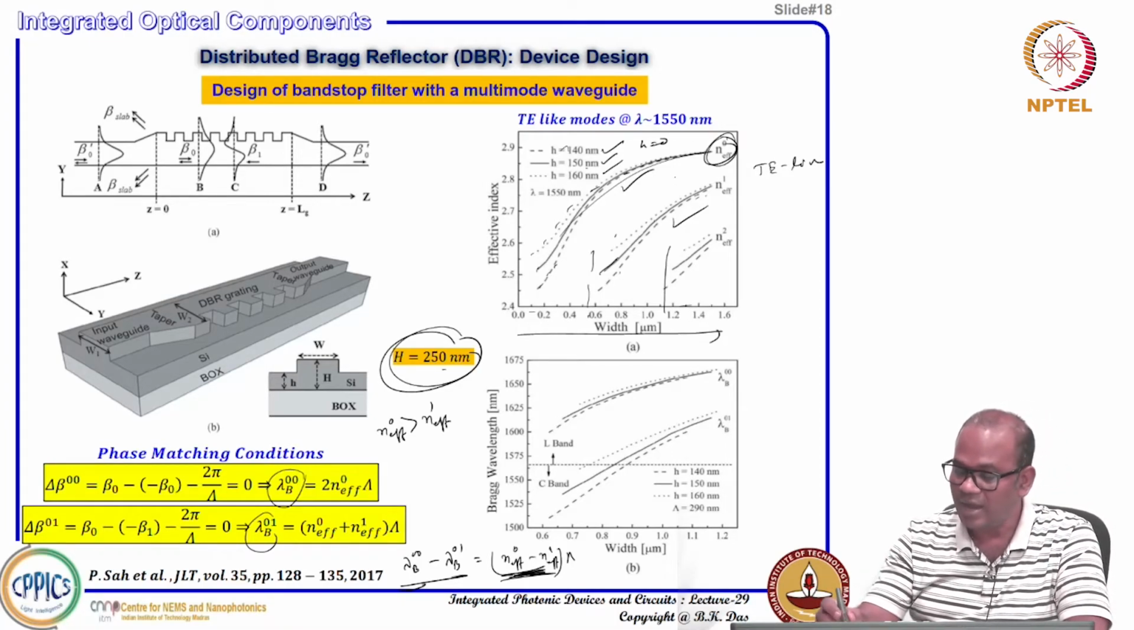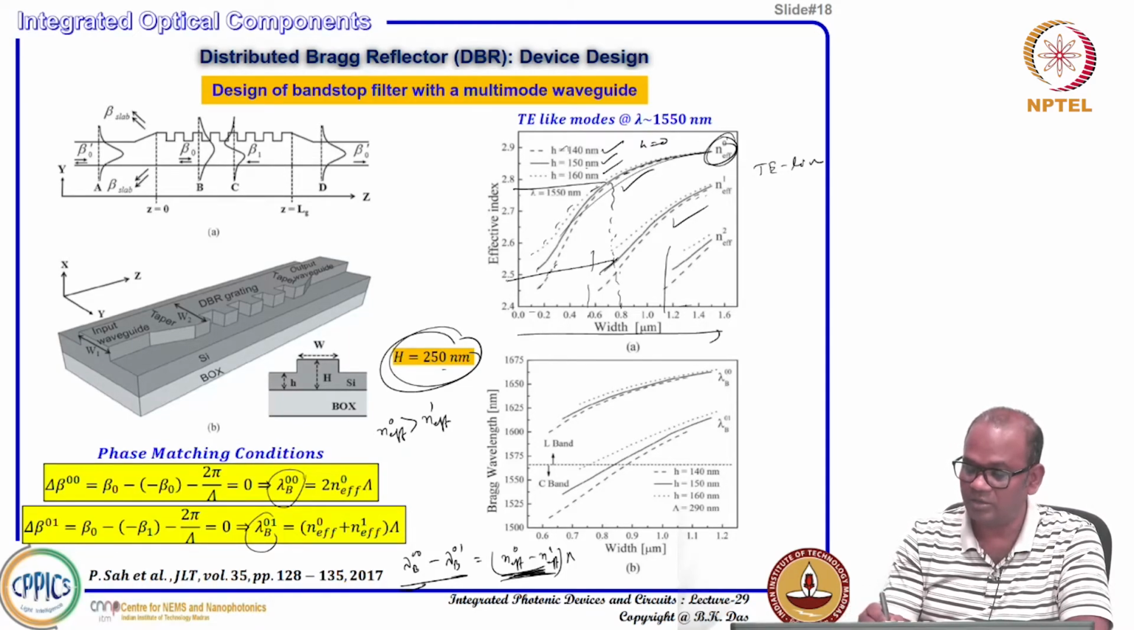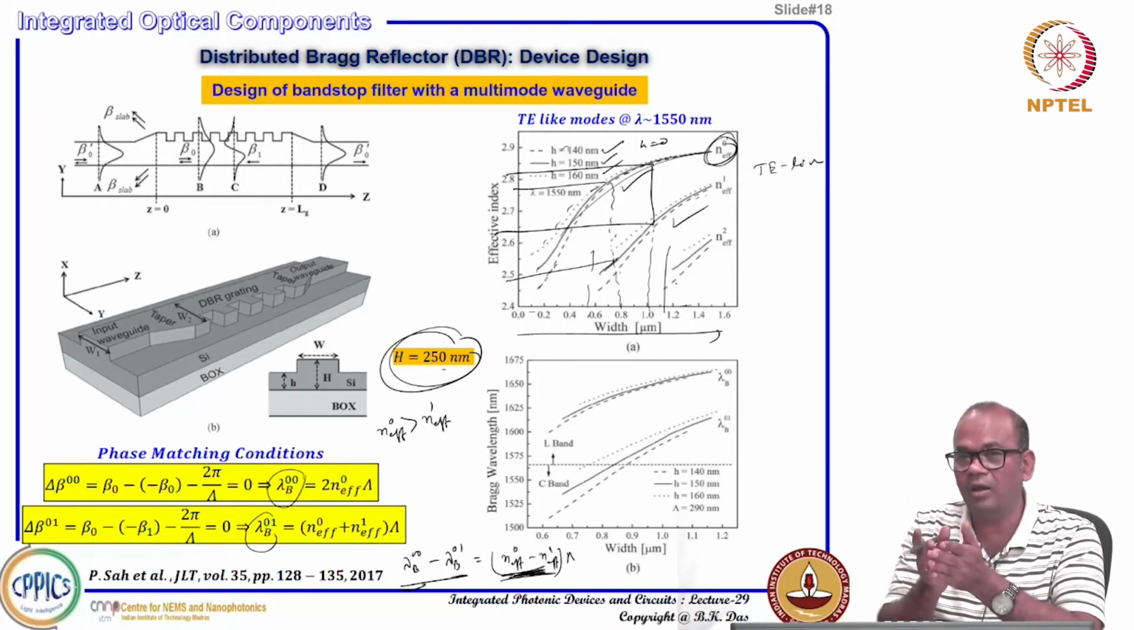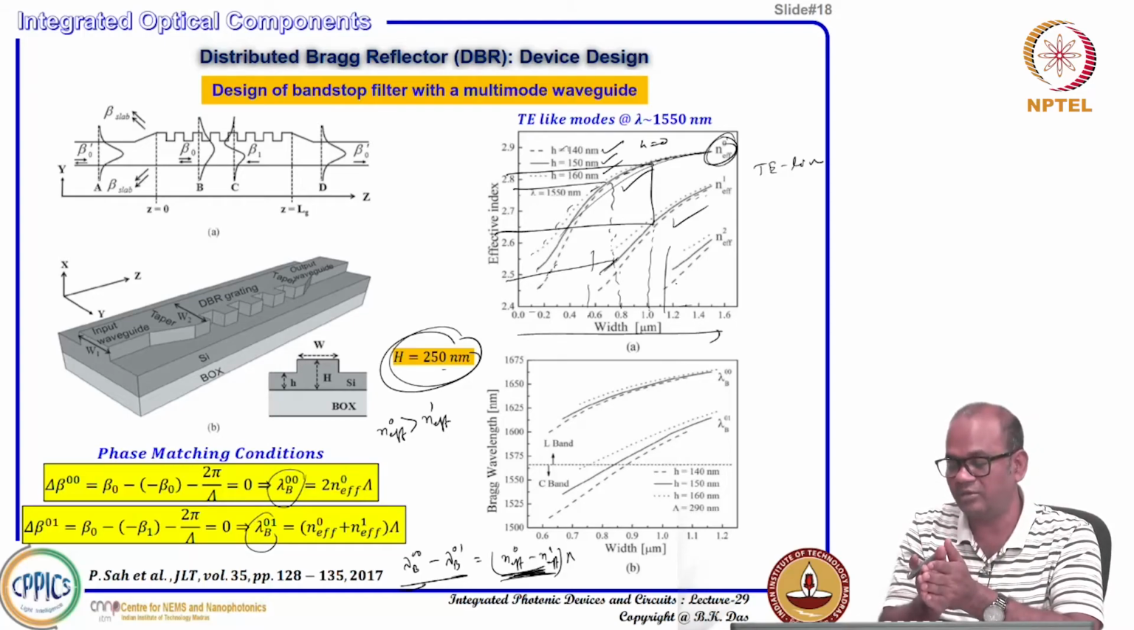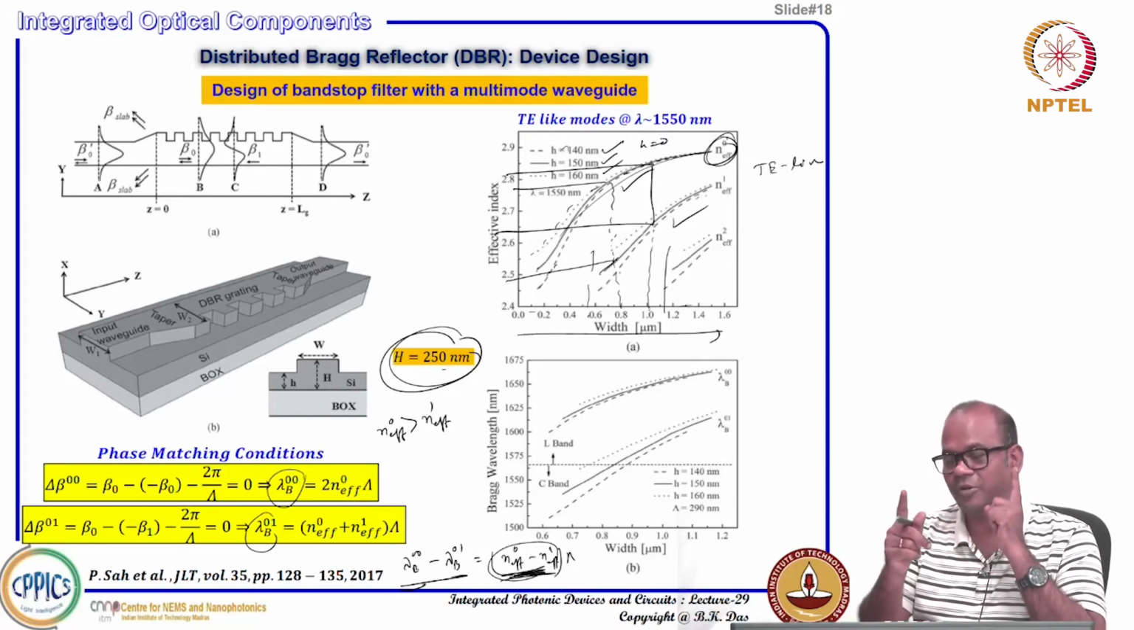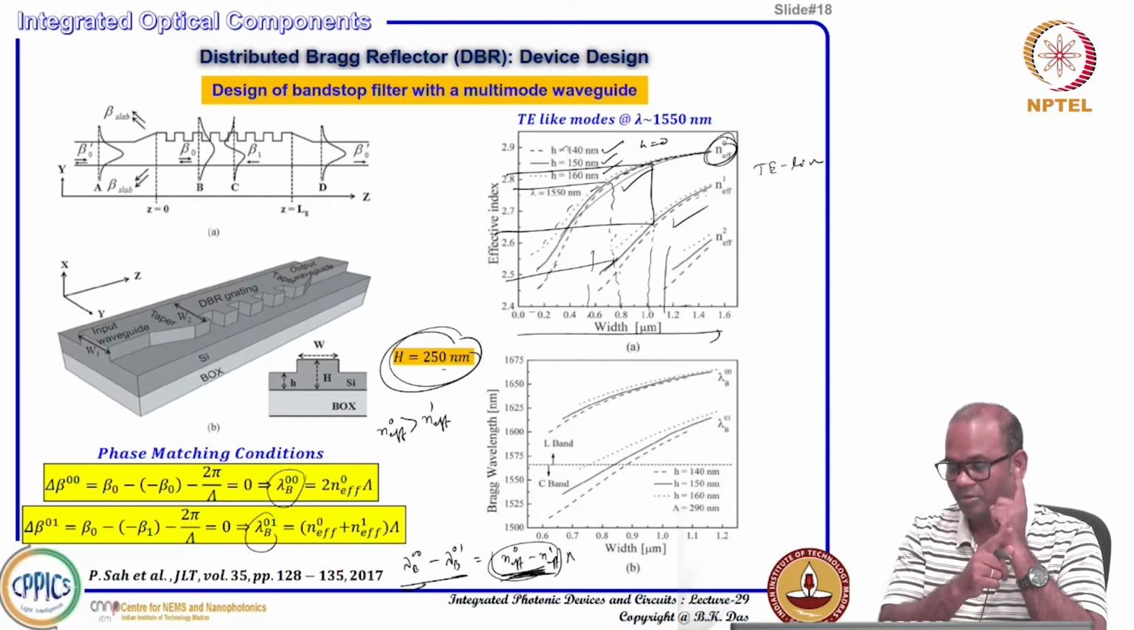In that case, I can define a waveguide width here. I see the difference between the effective index of the fundamental mode here and this much, but if I design the waveguide width here, the difference is this one. So depending on the waveguide width, waveguide width variation alone can control this value. By controlling that, you can get the separation between the two stop bands.